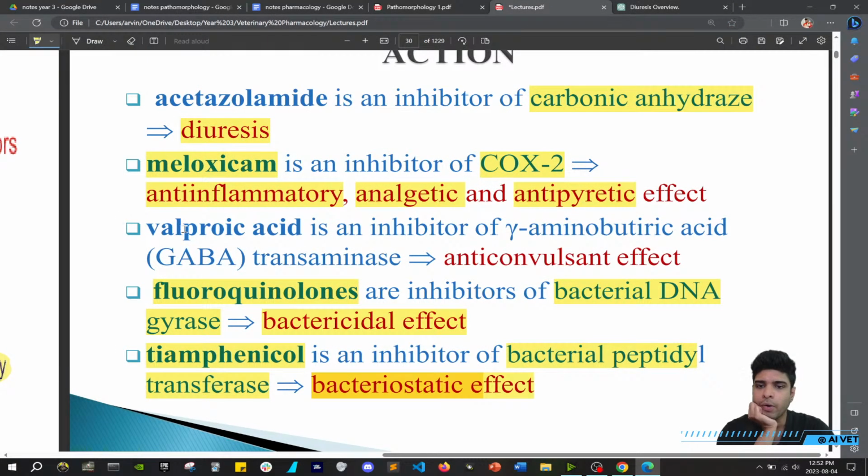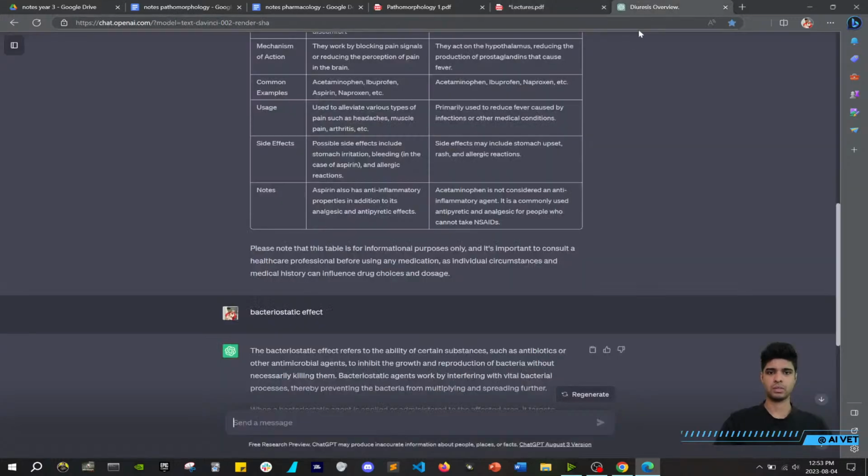Meanwhile, valproic acid. So it is an inhibitor of gamma aminobutyric acid, GABA. Oh, okay. It inhibits GABA. So anticonvulsant effect. So it doesn't let you go paralytic. Anticonvulsant.